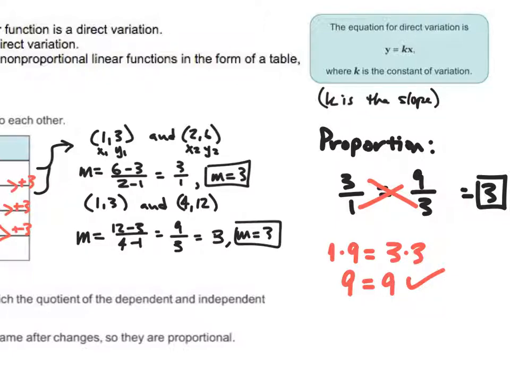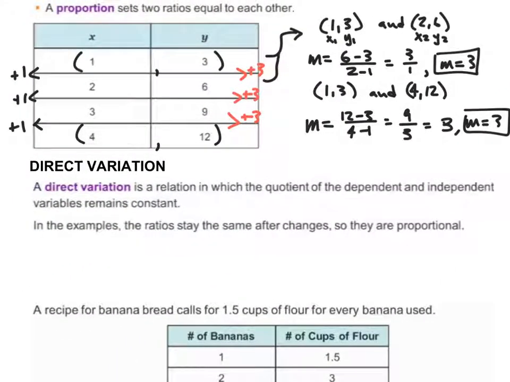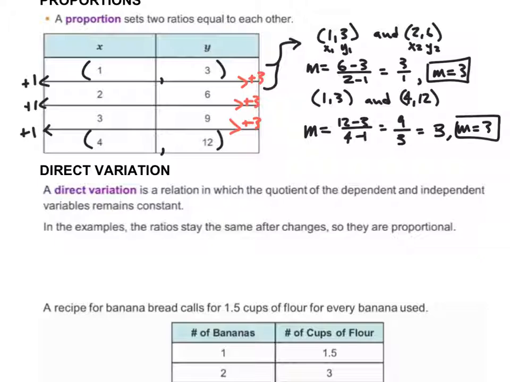Another way to look at this, if we look at the definition of direct variation, is the relation in which the quotient of the dependent and independent variables remains constant. So what we can do is take the numbers from our y value divided by our x value, and we should all get the same thing. Check this out. If I take 3 divided by 1, 6 divided by 2, and all I'm doing is just taking my y value and dividing it by my x value, if I take 9 divided by 3 and 12 divided by 4, all of these represent the same thing, 3.